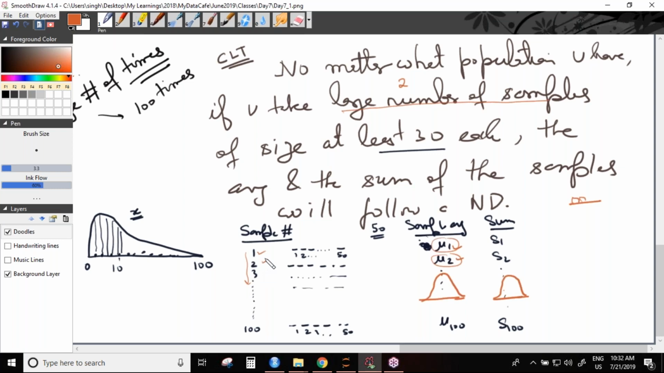The only thing the theorem says is the sample size should be at least 30. Don't take a sample size which is just 10. Then you may not get a normal distribution. So make sure that the sample size is large. This is one of the difficult things to understand in stats. So any questions, guys?